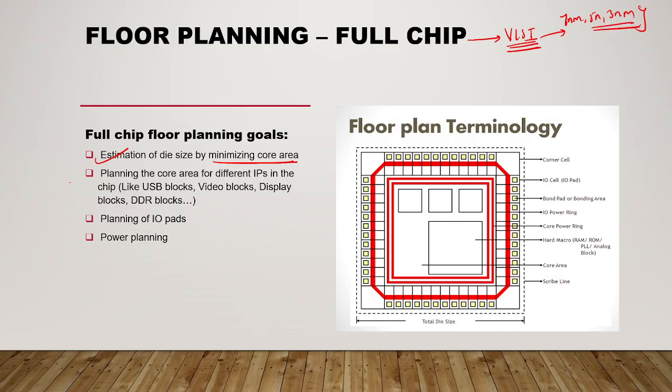And planning the core area for different IPs. I told you, IPs, intellectual properties, like USB block, video block, display block, or DDR block. We need to make the blocks, so where they should come, and these are IO blocks. Planning for IO pads, power planning, all those things will be done in the floor planning. Where the macro cells should come, where the IP block should be placed, all those will be done in the floor plan.